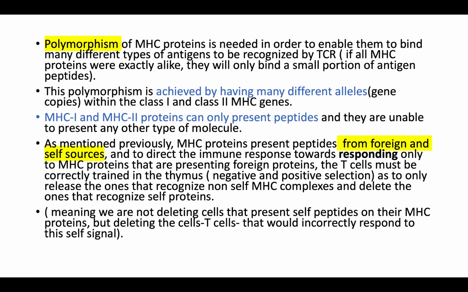So polymorphism of MHC proteins is needed, just like we need polymorphism in the T cell receptor and polymorphism for the antibodies. It means different types of reactions, different shapes, to deal with different antigens. So this polymorphism is achieved by having many different genes. As we said, the idea is that I take randomly one from each gene pool and I end up with a different result each time.